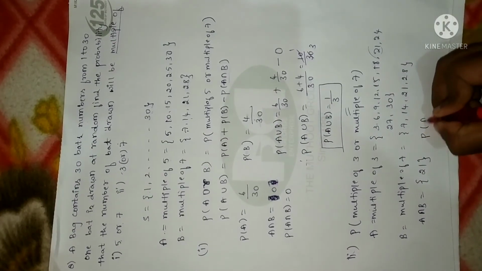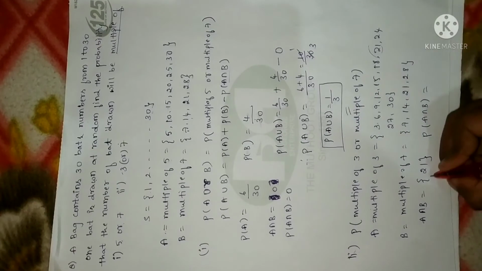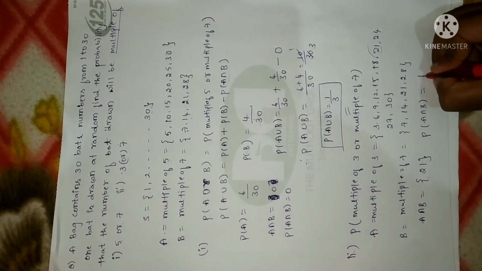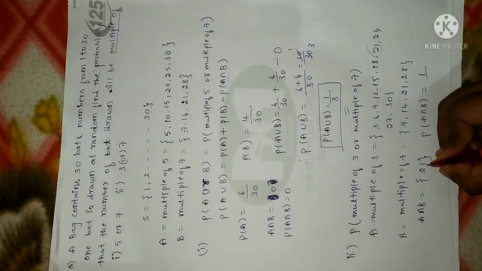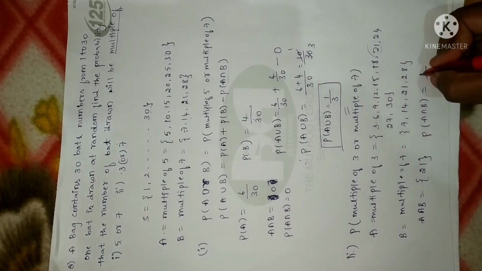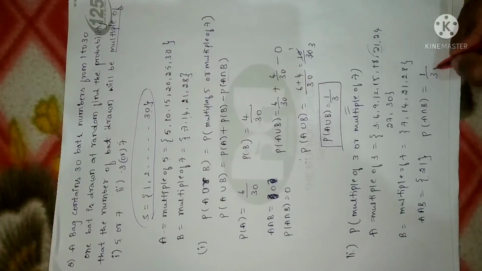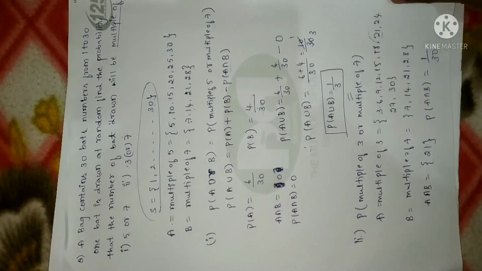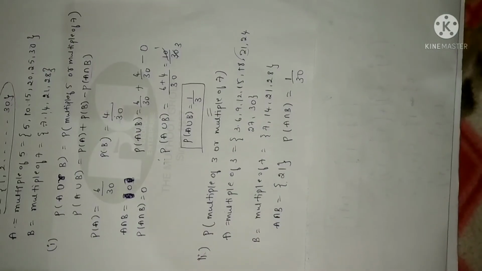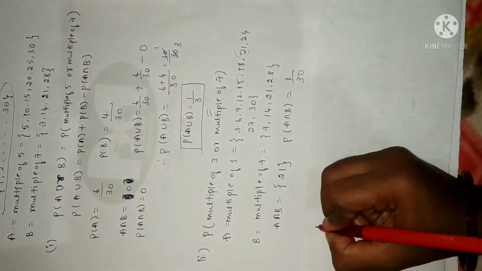Therefore, let me write the probability of A intersection B. How many elements are there in A intersection B? It is only one element. You should not write the number; only the elements you have to count. One number out of how many numbers? The sample space has 30 numbers. So 1 by 30. Similarly, you can write the probability of A and B. So I'll just calculate the probability of A and B.